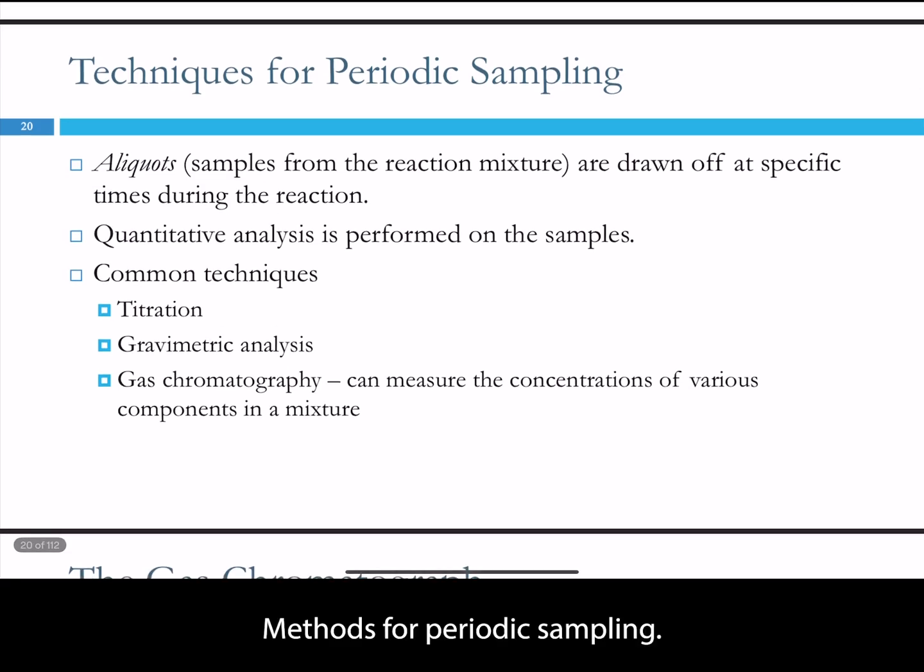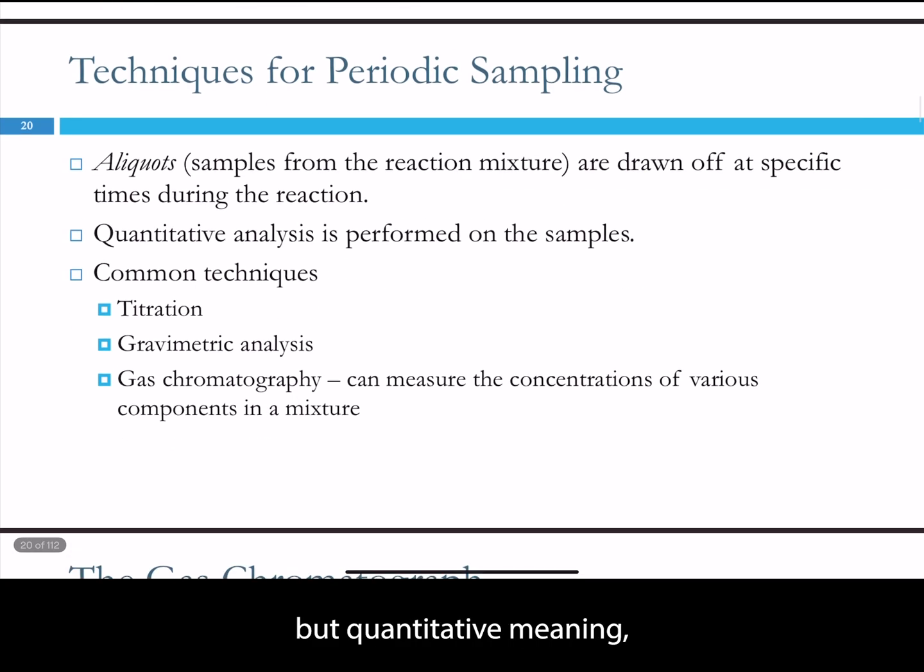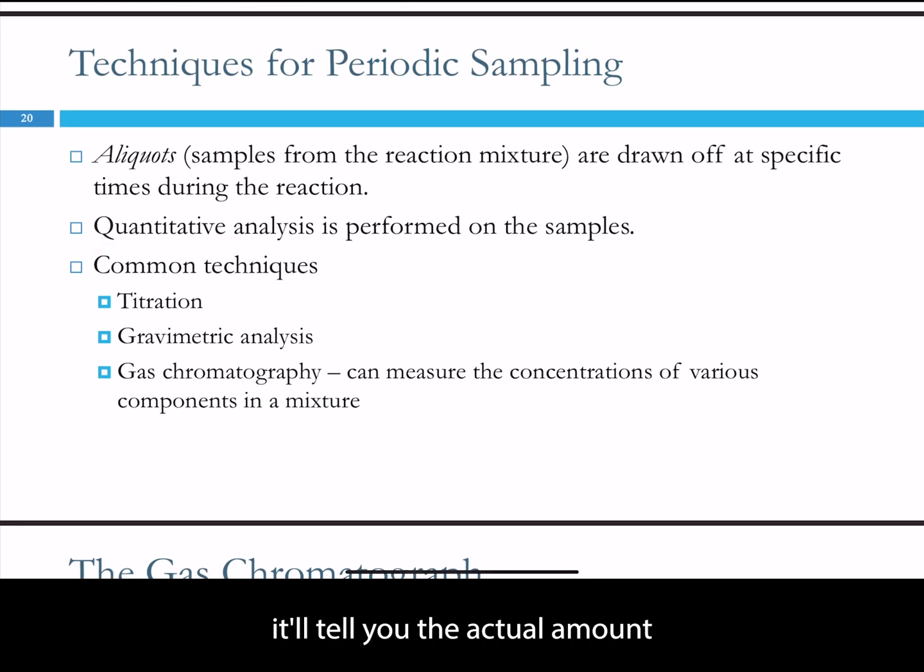Methods for periodic sampling. This is what we did for gases when we were doing post-harvest fumigations. You take out a sample of gas, you shoot it into an instrument, you measure the concentration. You come back later, you take out another sample of gas, shoot it into the instrument, and you get quantitative analysis. All of these you can get quantitative, meaning it'll tell you the actual amount that's present.